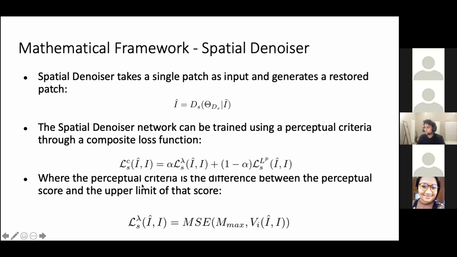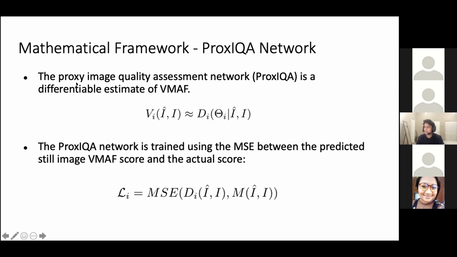But before I move on, I know I said that VMAF is non-differentiable, which means you can't use it in a neural network. So what was the proposition? It's that we use a proxy neural network to estimate VMAF. The proxy image quality assessment network, ProxIQA, is a differentiable estimate of VMAF. This ProxIQA network, denoted by DI, takes in the restored patch and original patch and gives you an estimate of the VMAF score. And this is differentiable. The ProxIQA network is trained using the difference between the predicted still image VMAF score, which is DI, and the actual score M.